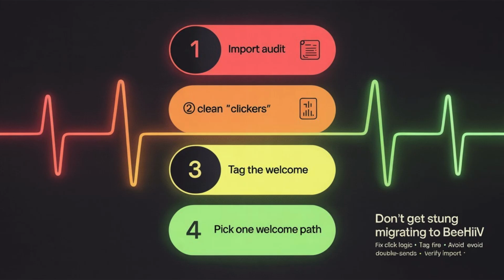Import clean data with status and timestamps. Exclude unsubscribe URLs from your engagement filters. Tag your welcome series so you can segment on it later. Choose one welcome path to avoid double sends. And audit your first 30 days to make sure everything's working as expected. Do those 5 things, and you'll skip the headaches most people don't realize they're creating until it's too late.